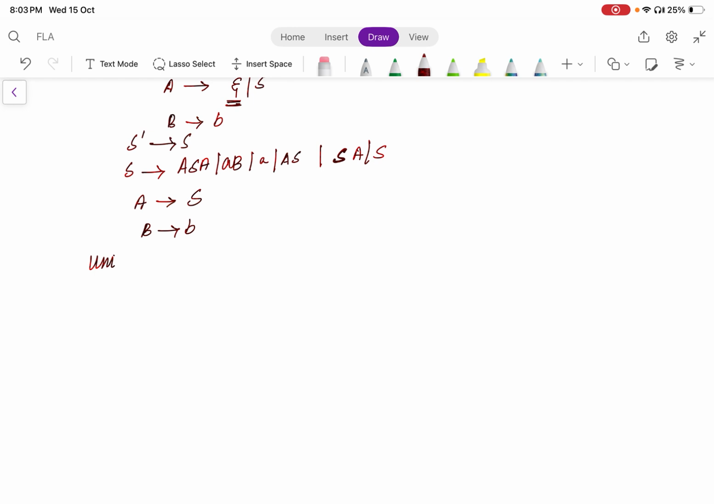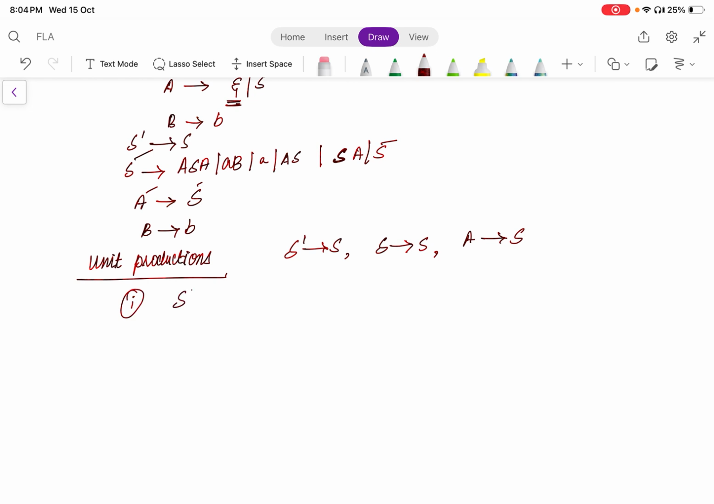Now you should remove the unit productions. What are the unit productions here? S dash tends to S is one unit production. S tends to S is another unit production. A tends to S is also a unit production. Okay. So the first one is S dash tends to S.